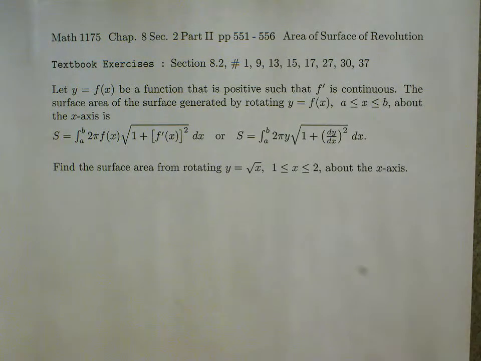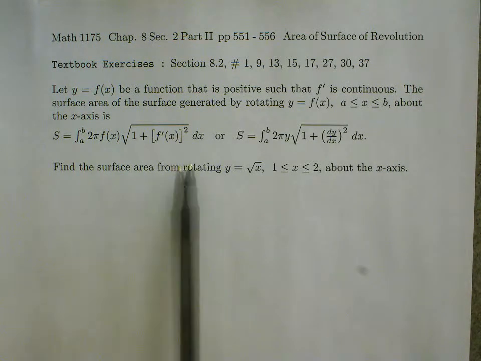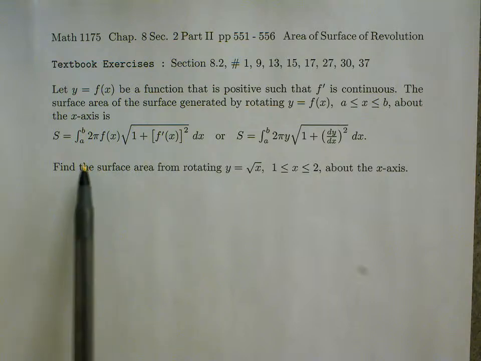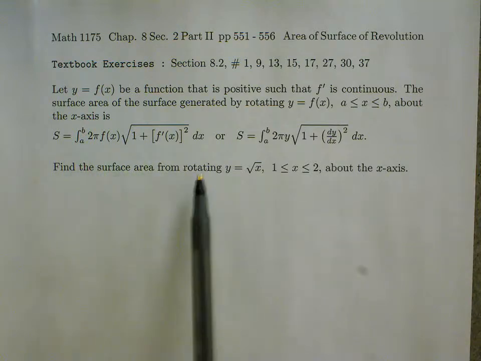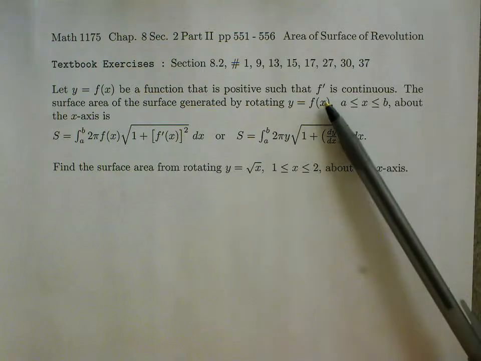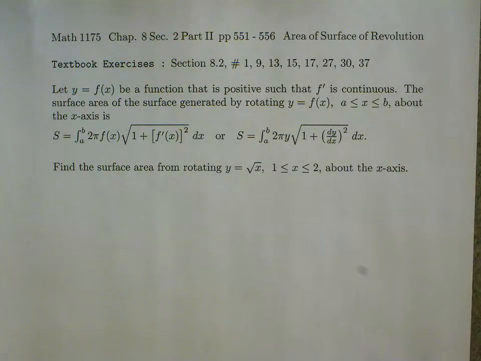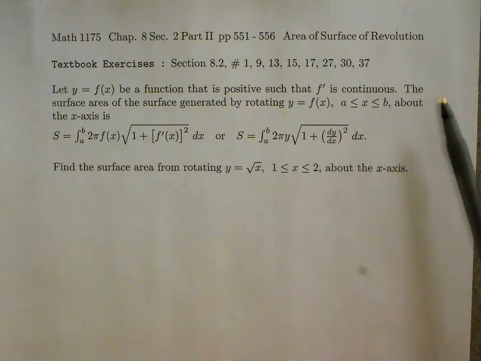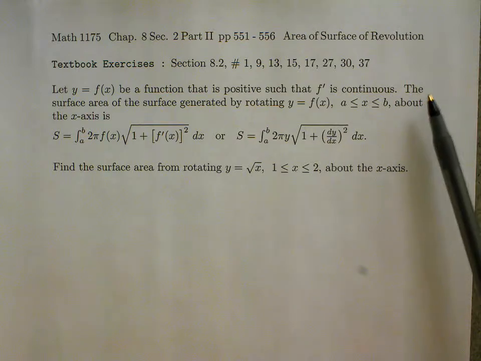So to summarize what we did yesterday, let y be a function f of x that is positive, and the derivative is continuous. Have you ever wondered why they mention that they want the derivative to be continuous? Well, that guarantees that we have a nice smooth function with no jagged corners anywhere. So we want smooth functions for our purposes.